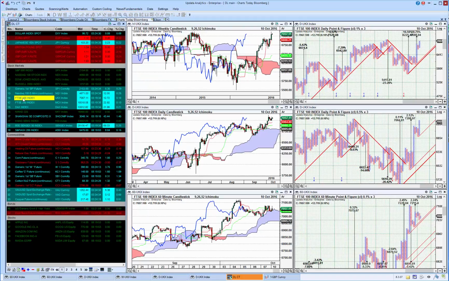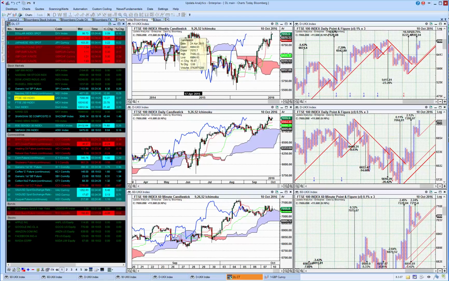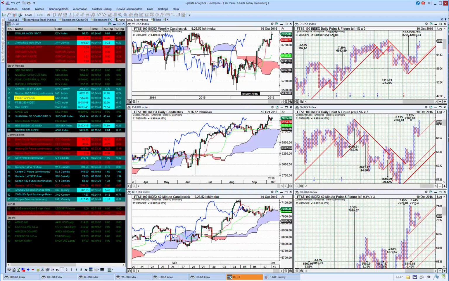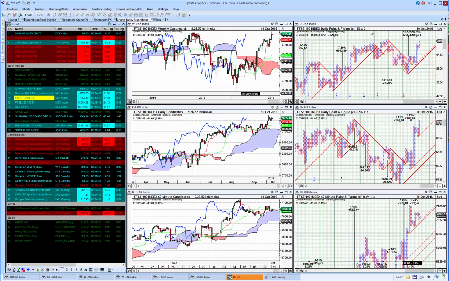We take a look at the FTSE. The FTSE has convincingly broken this 7,000 level. We do just have a little bit of resistance to this same price level from summer of 2015. We are bullish above the cloud, bullish on the weekly, bullish on the daily, bullish on the 60-minute. So again, we're seeing these upside targets.